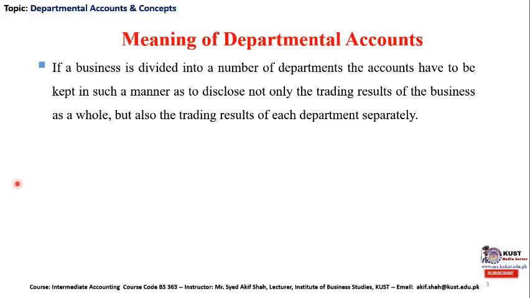So if a business is divided into a number of departments, the accounts have to be kept in such a manner as to disclose not only the trading results of the business as a whole, but also the trading results of each department, so that we should be acquainted with the profit and loss pertaining to the specific department A, B, and C. Usually such different accounting treatments are done by those companies which consist of a number of departments, like department A, department B, department C, and each is headed by its own manager who is responsible for the profit and loss related to that specific department.